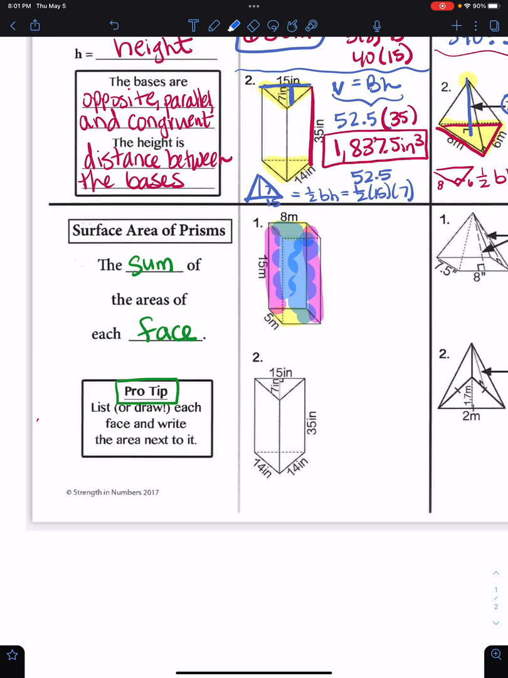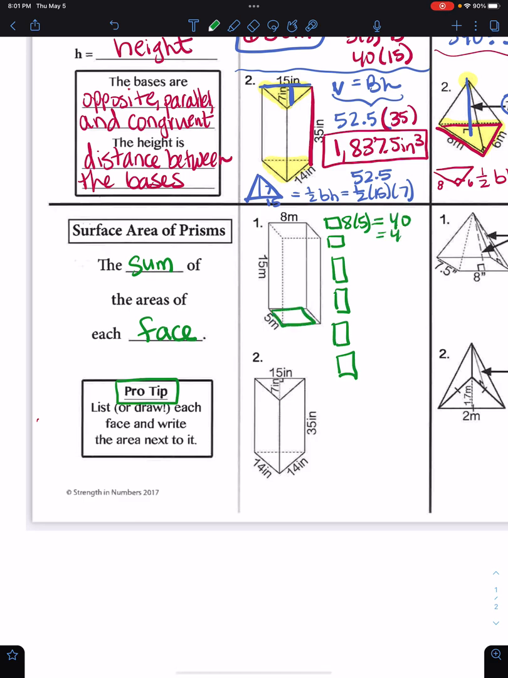So I'm going to list them all by doing a little sketch of them, which is what I like to do. I have 2 little ones, the top and the bottom, then the front and the back, and then the side and the side. So this one's going to be 8 by 5. It's this little guy right here, and there are 2 of them. Then in a different color, I have the left and the right, which are 15 by 5, and there are also 2 of those.